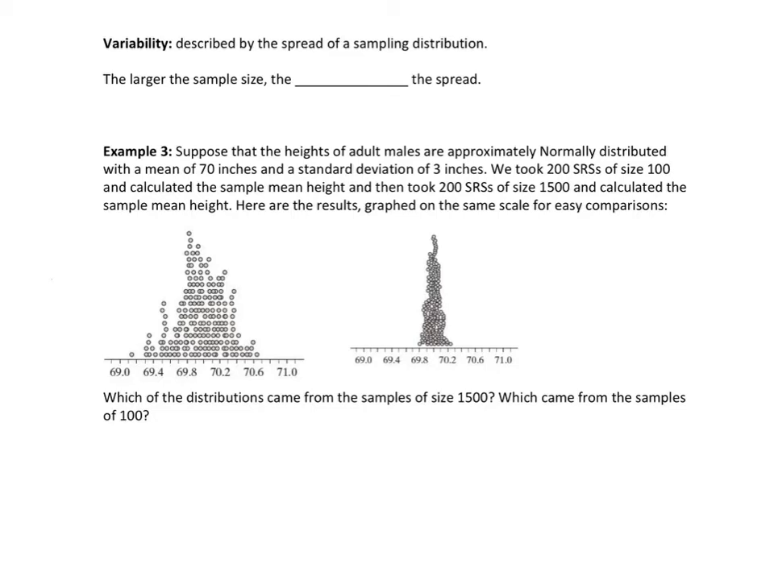So the next thing actually is really, really important. It's going to come up again and again. Just the basic concept of it is very important. So the idea of variability is the spread of a distribution. And our most important concept in this section is that the larger the sample size, the smaller the spread, or the more narrow the spread. And so generally, if you can get a bigger sample size, that's preferred because there's going to be a lot less variability.